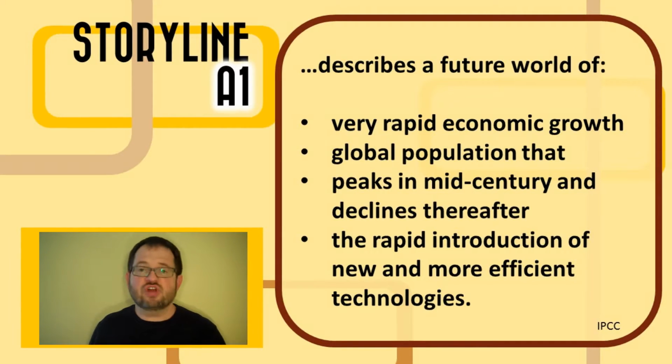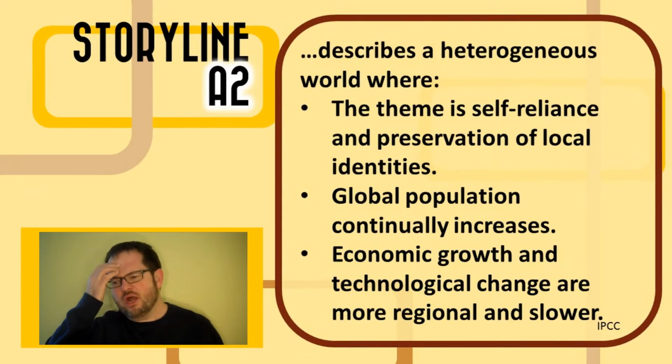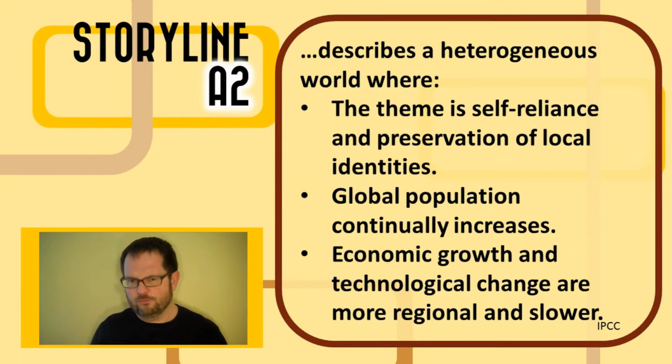And there'll be a rapid introduction of new and more efficient technologies, which is both good and bad. On the one hand, we will have an improvement in the efficiencies of cars and so on, but we'll also have improvements in efficiencies of things like how we get fossil fuels out of the ground. All right. It's easiest to see how A1 works when you compare it to A2.